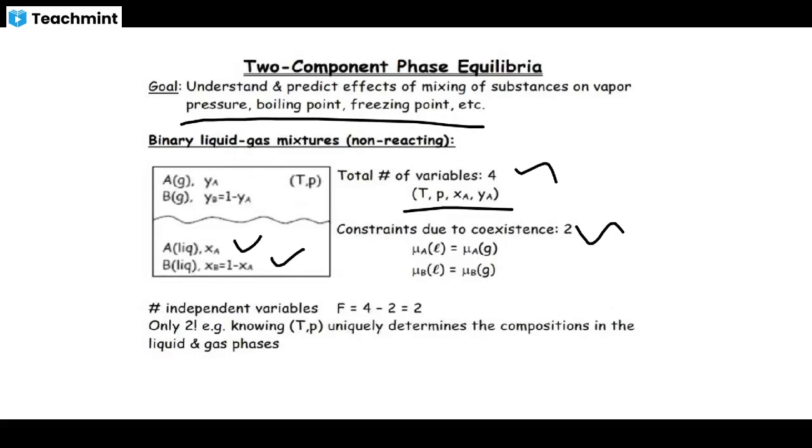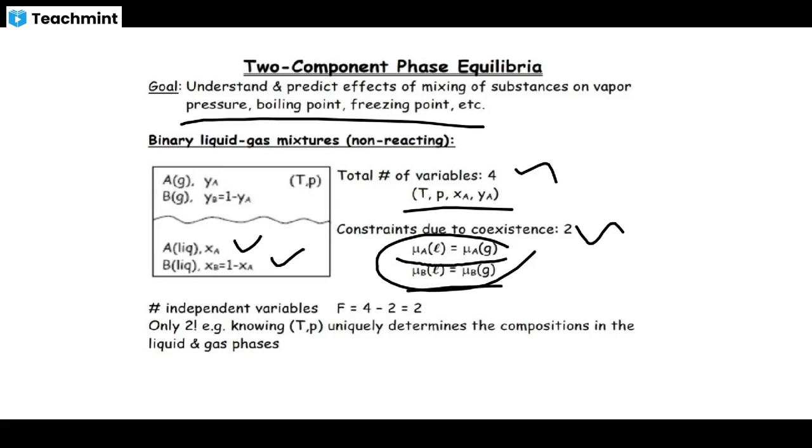Constraint due to coexistence: at equilibrium, the chemical potential of A in liquid and gas are equal, and the chemical potential of B is also the same in gas and liquid. So two constraints. So the number of independent variables is the total variables 4 minus constraints 2, equal to 2. Only 2. So for example, if you know the temperature and pressure, then you can uniquely determine the composition in the liquid and gas phase: yA, yB and xA and xB, because there are two constraints.